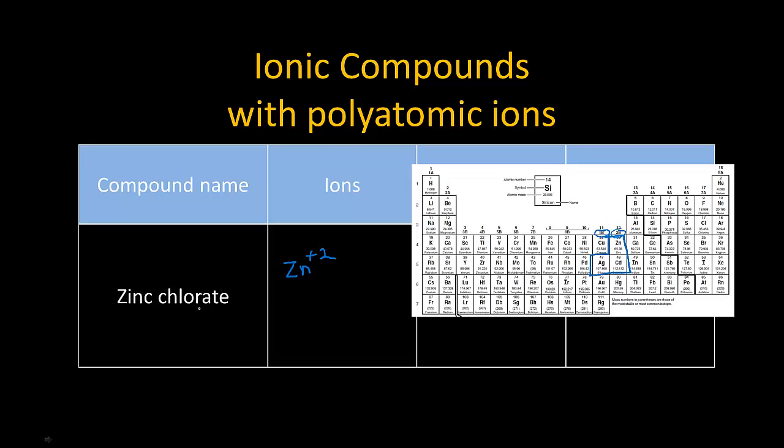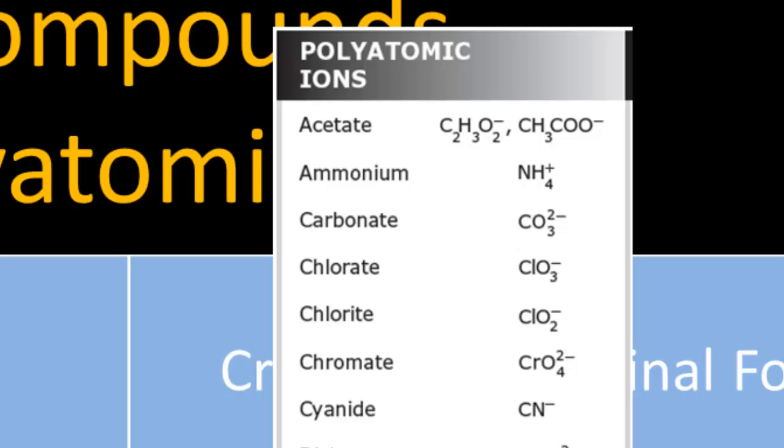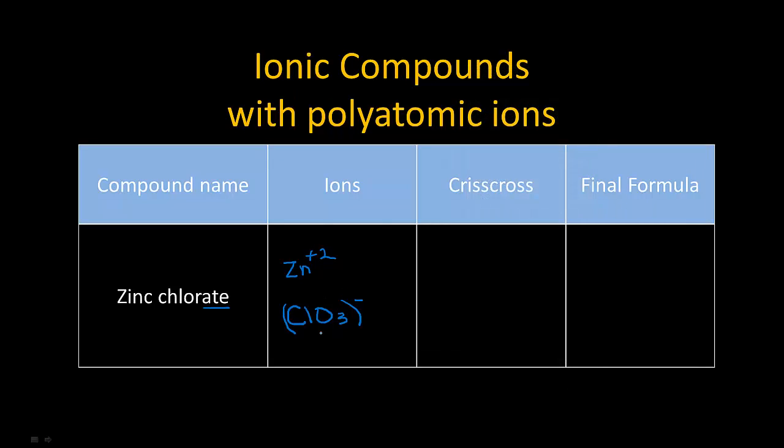Now we need to look for chlorate. It ends in ATE. That's a big indicator. It's not on the periodic table. You're going to find that on your polyatomic chart. Chlorate is right here. It is ClO3-. ClO3 with a minus. I'm putting parentheses around it. It has a -1 charge. So all 4 of these atoms bonded together has a charge of -1.